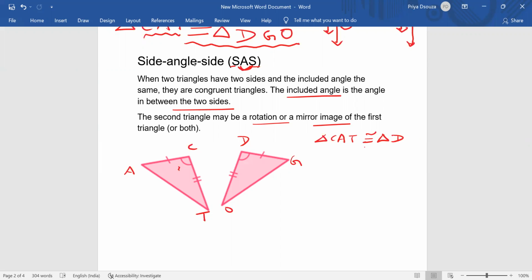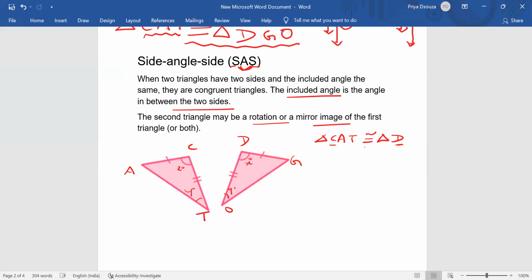Or if I'm going to call it as X degrees here, whatever. So C and D coincide. Then AC is single stroke. AC of the first triangle is equal to DG of the second triangle. AC is opposite to vertex T. I'll call it as Y degrees. And AC is equal to DG. DG is opposite to vertex O. So this will be my Y degree.